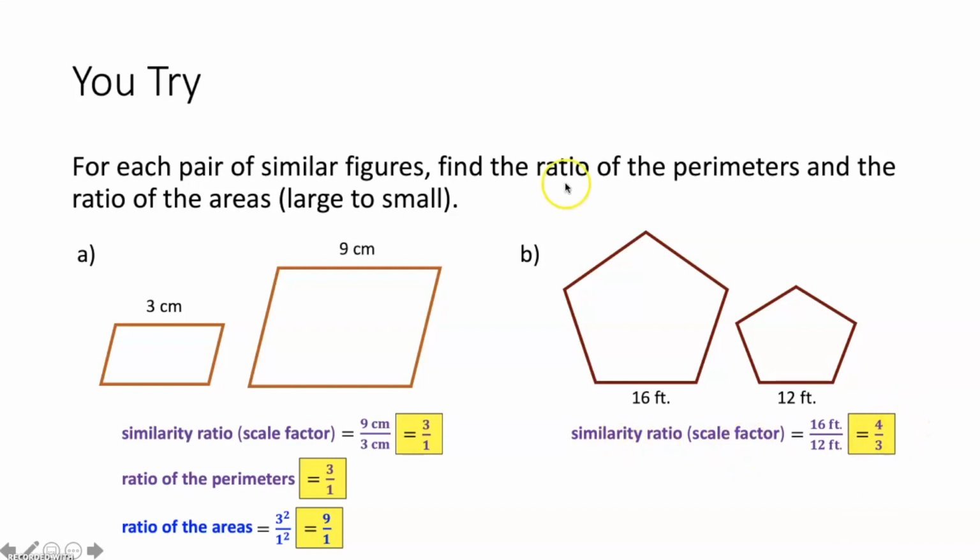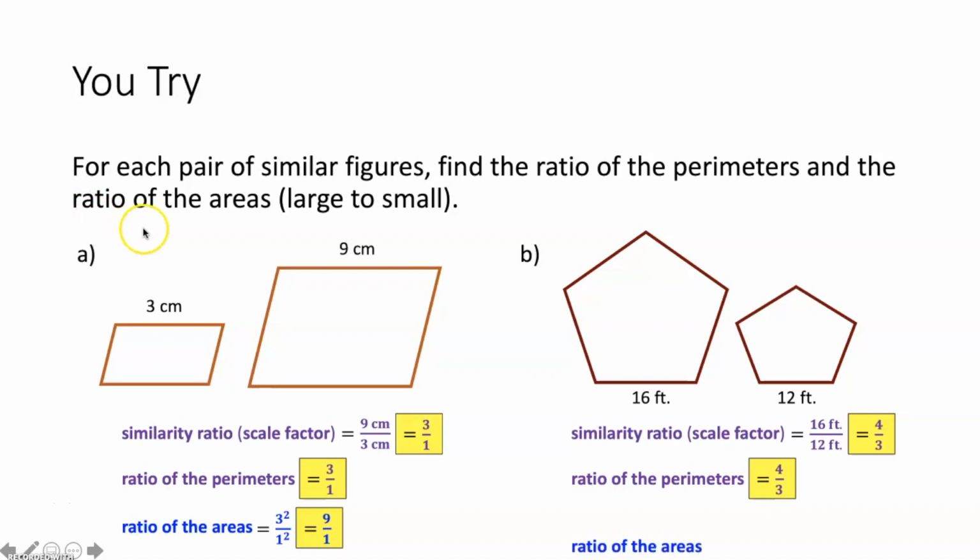Now we can use that in order to find the ratio of the perimeters, because the ratio of the perimeters is equal to our similarity ratio or scale factor. So our ratio of our perimeters would also be 4 over 3. Meaning, if I were to find the perimeter of the large pentagon and put it over the perimeter of the smaller pentagon, simplify that ratio down, I would get 4 over 3.